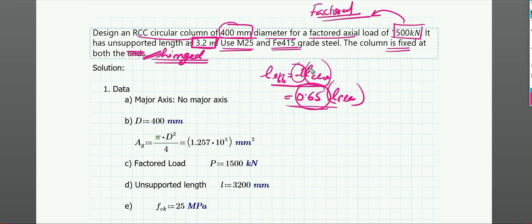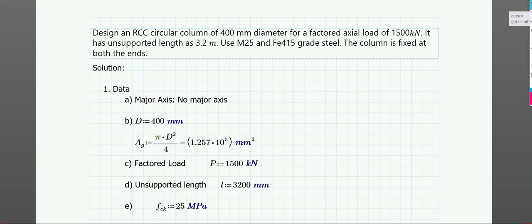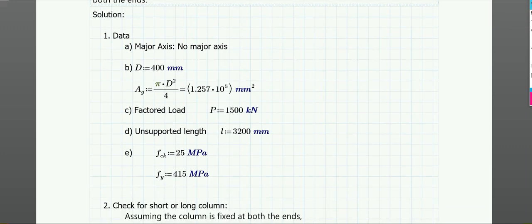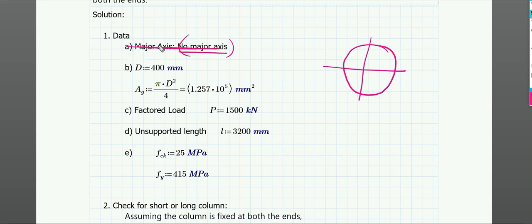I have already mentioned all this in the previous class, that means in the class of rectangular short column design. Now let's go into the design. So what are the data that are available? As this is a circular column, there will be no major axis or minor axis, right? Both are the same. So at this point you can skip it if you want.